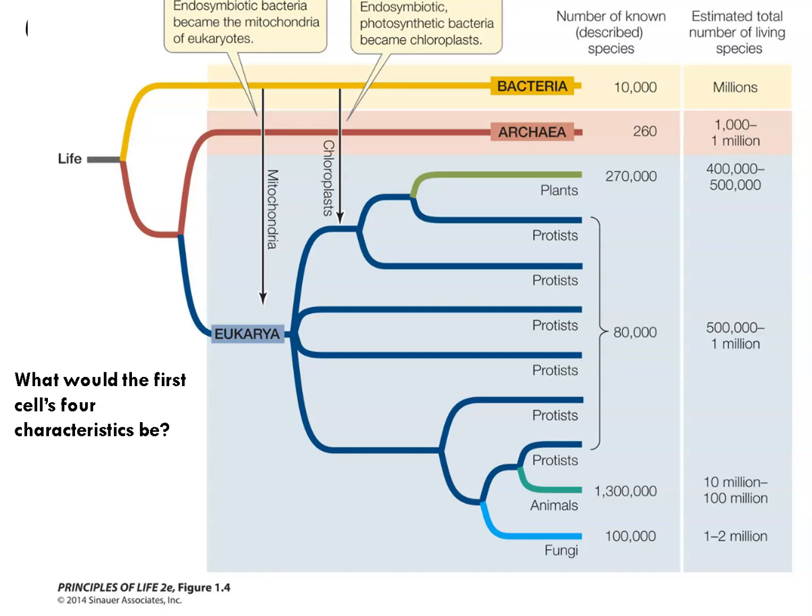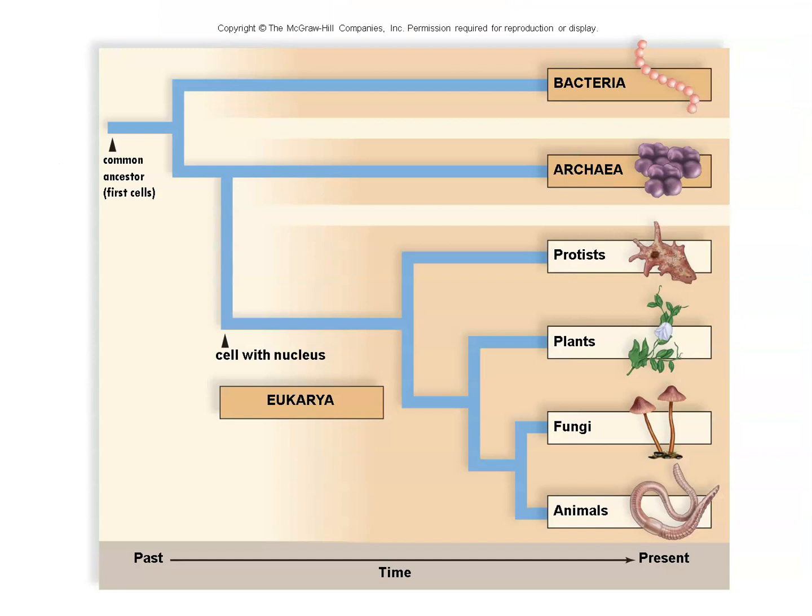So what would the first cell's four characteristics be? Hopefully, I would love to discuss this in class, of course, but you've got to have a cell membrane, right? Can't be a cell without a cell membrane. It has to have some sort of genetic material, probably DNA. It has to have a cytoplasm, and at minimum you have to have ribosomes, because ribosomes make proteins. So you have to have genetic code, you have to be able to make proteins, you have to be able to maintain homeostasis with a cell membrane, and you have to have a cytoplasm to have form. So those four characteristics the first cell would definitely have to have.